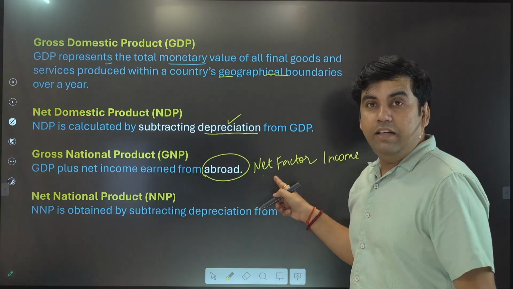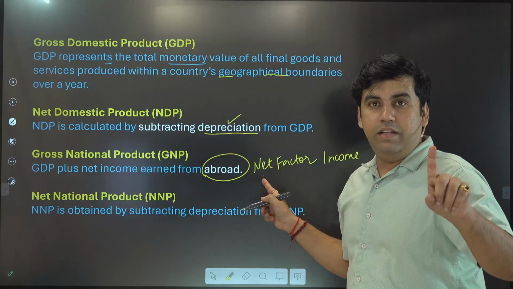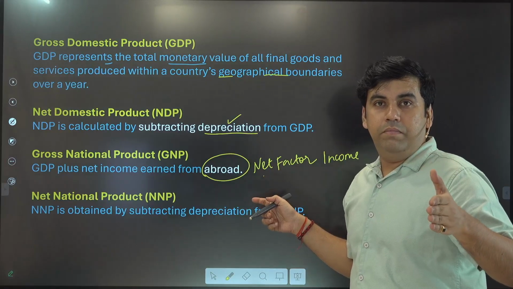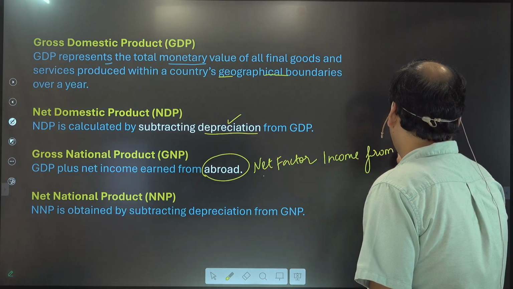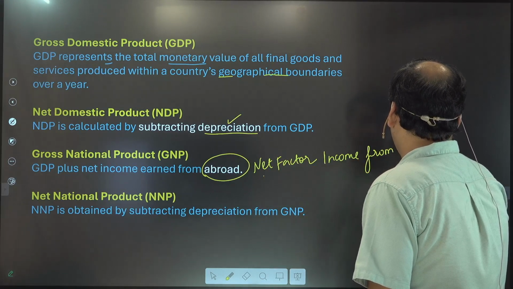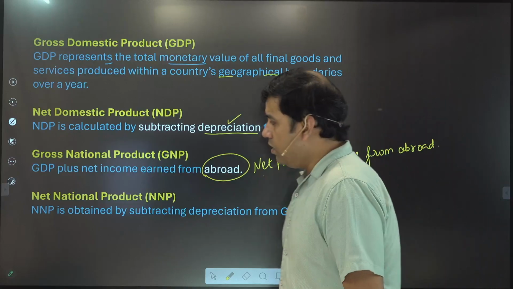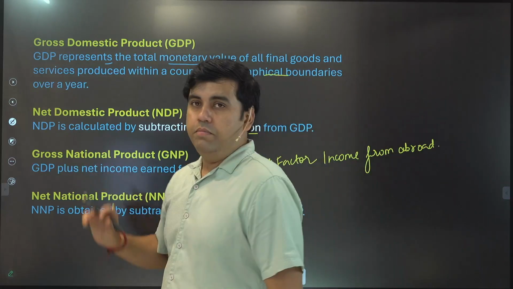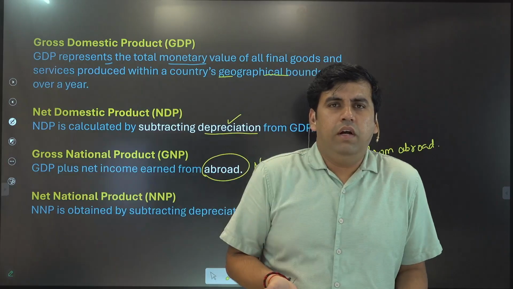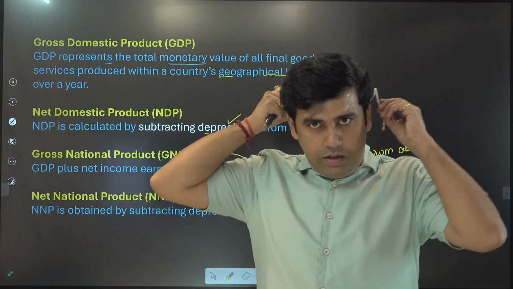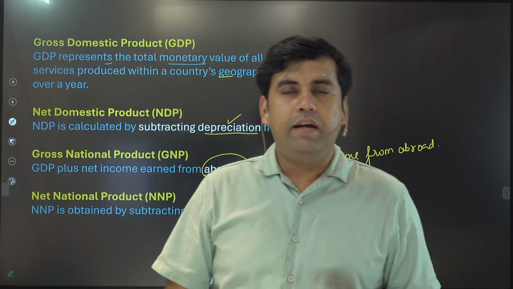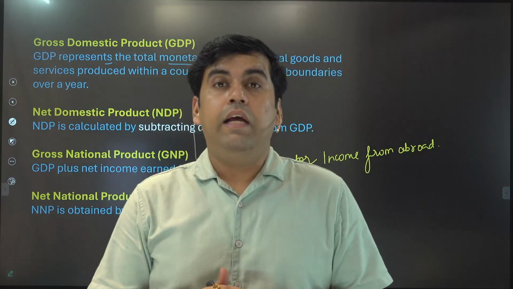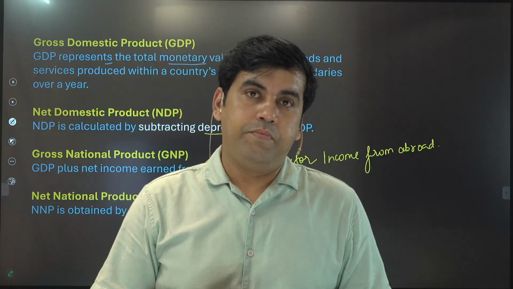Guys, factor income is not transfer payment. Please understand that. It's a factor income. Net factor income from abroad. Okay, so we get national product. Obviously we will include our brothers and sisters who are earning outside and bringing that money to India. So that will be a point.